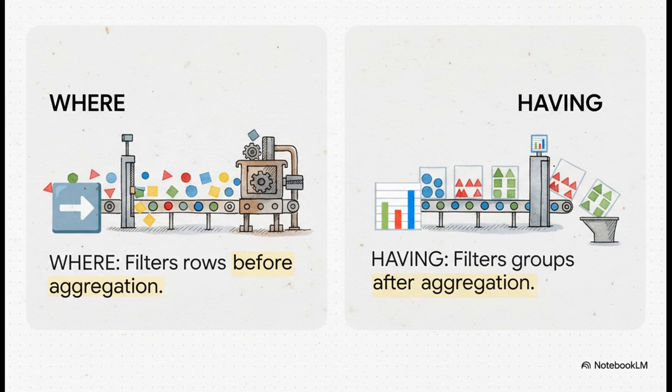Now, this is where SQL gets really slick. You see, both WHERE and HAVING are used for filtering, but it's all about when they do their job. WHERE filters individual rows before you do any math. HAVING, on the other hand, filters entire groups after you've already done a calculation, like a sum. It's a subtle difference, but it's absolutely crucial for getting the right answers.